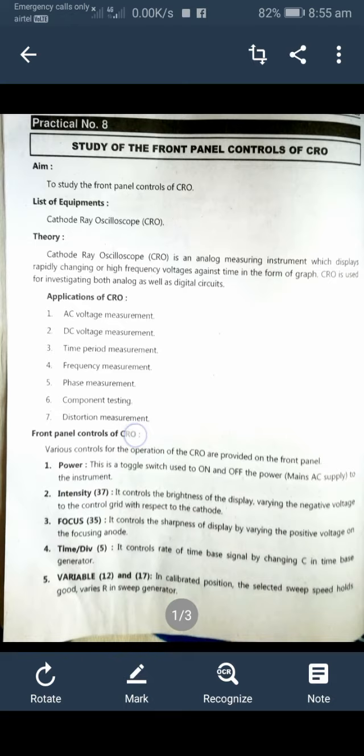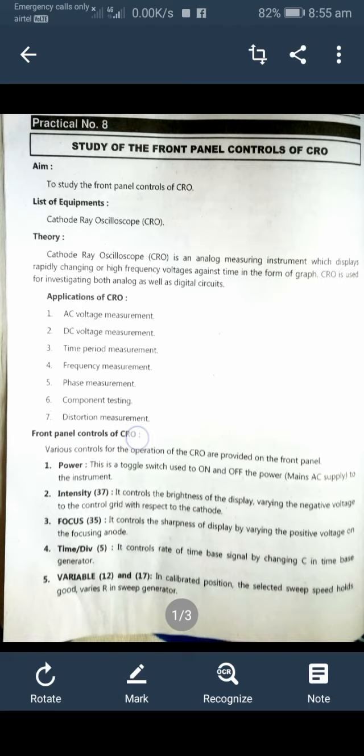X5: it controls the horizontal position of the display. When this control is pulled, it increases the sweep 5 times. Level: a variable control to select the trigger point on the display waveform.